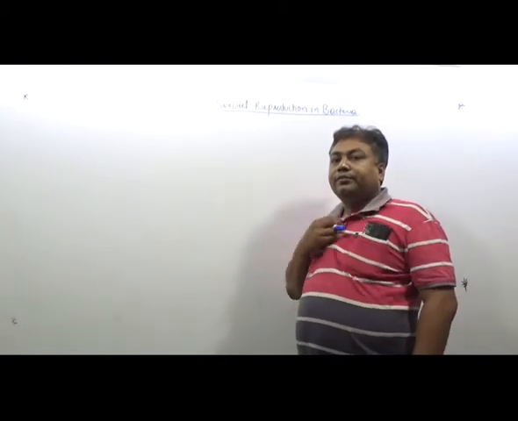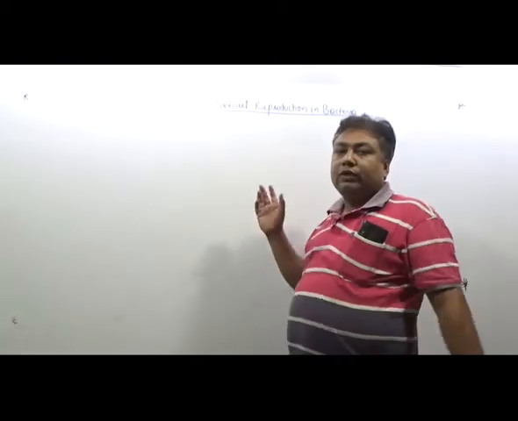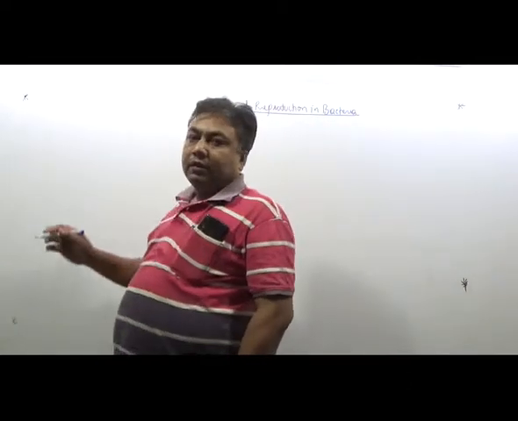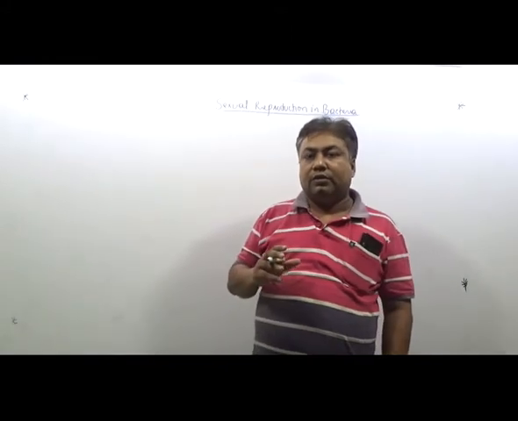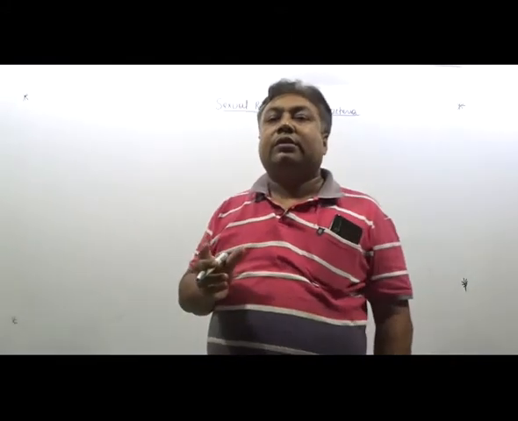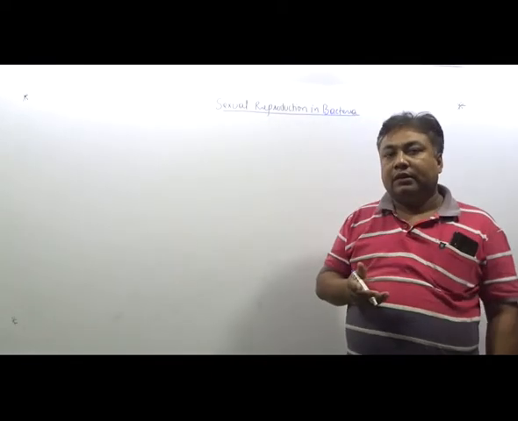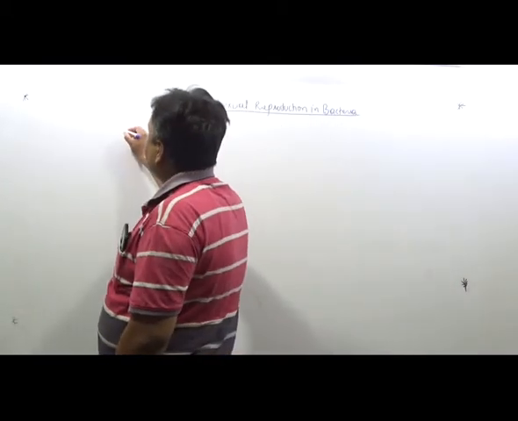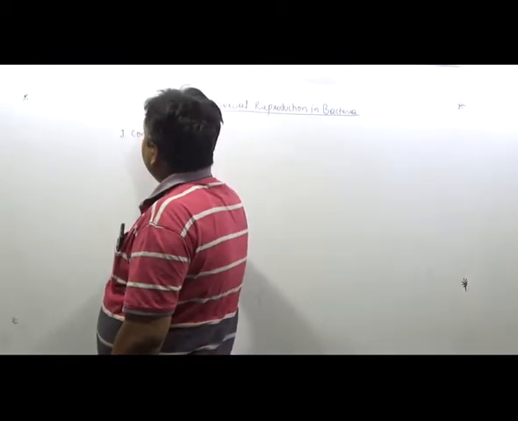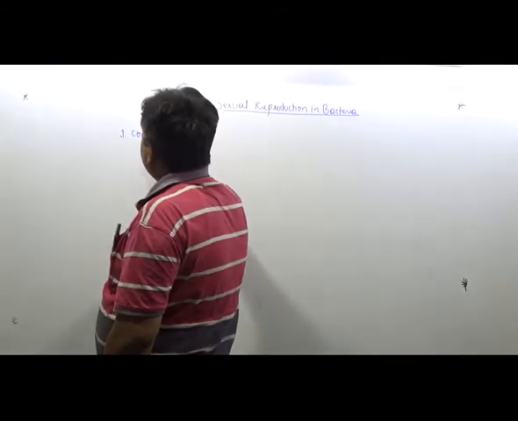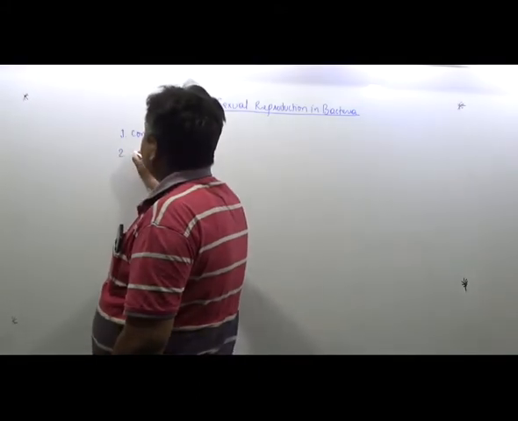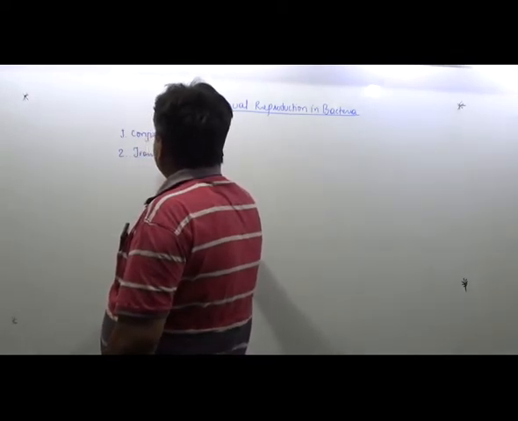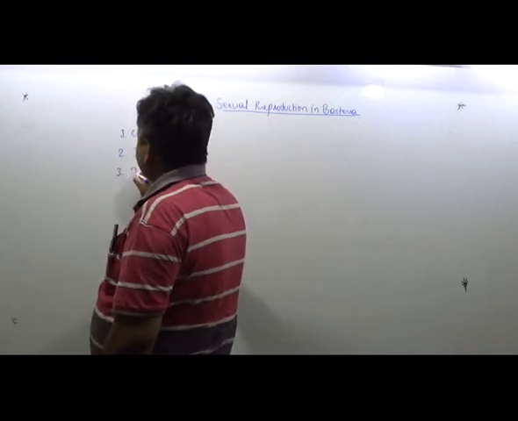In this class, we will study sexual reproduction in bacteria. First of all, sex organs have not evolved in bacteria, but sexual reproduction occurs by genetic recombination, and there are three mechanisms. First is conjugation. Second, transformation. And the third one is transduction.